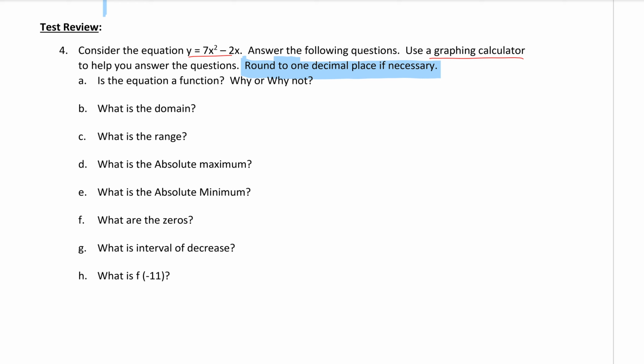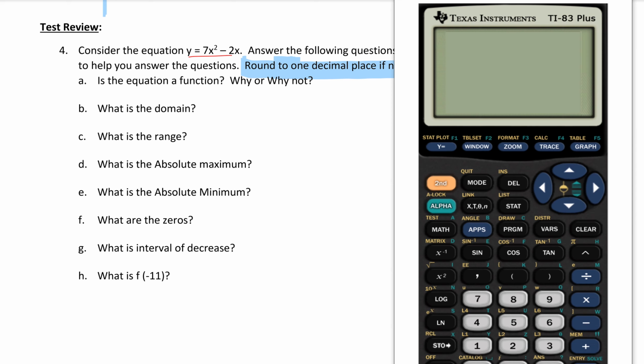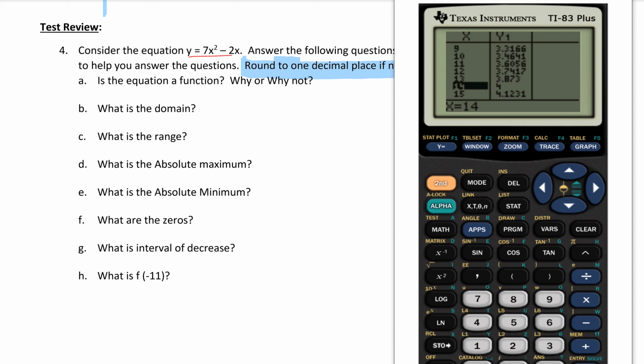So, the very first thing it asks is, is the equation a function? Why or why not? Well, in order to really truly figure that out, I'm going to go to my calculator. I'm going to go to my y equals, clear it out, and put in 7x squared minus 2x. I'm going to take a look at my graph. It's a parabola. If you can't see it, I'm going to teach you something really good.